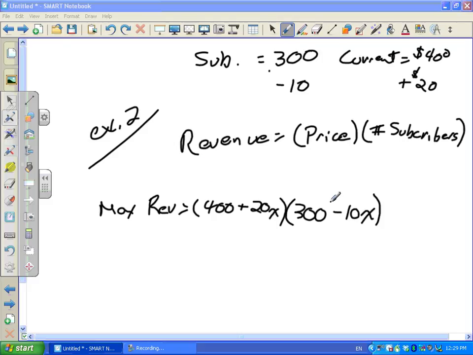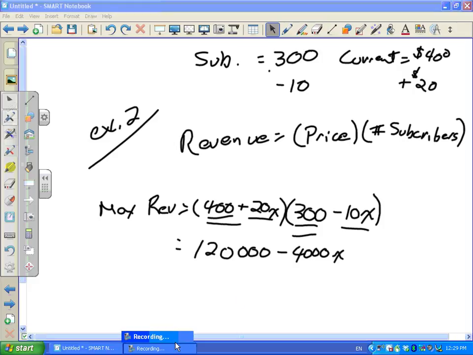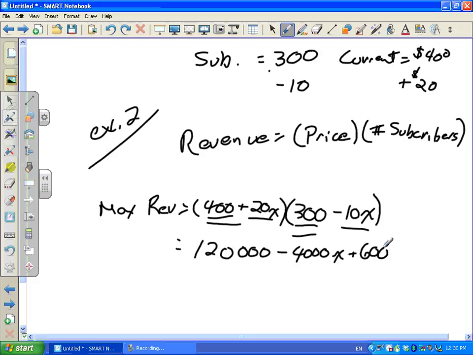From here, if you remember, we can FOIL to solve this question and put it into quadratic form. In order to FOIL, I'm going to take both first terms, that's going to give me 120,000. Outside terms, 400 times negative 10x is negative 4,000x. Inside terms, 20x times 300, which is going to be positive 6,000x.